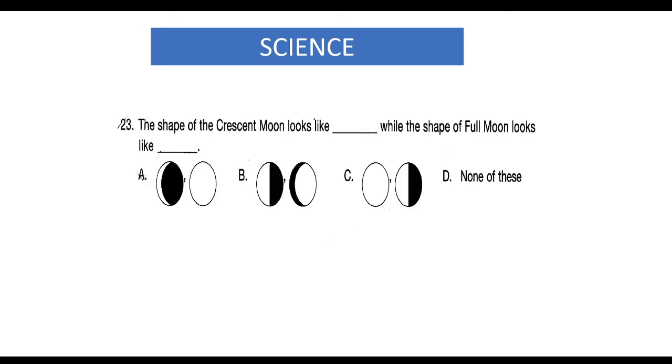Question 23. The shape of the crescent moon looks like dash, while the shape of the full moon looks like dash. So the right answer for question number 23 is option A.